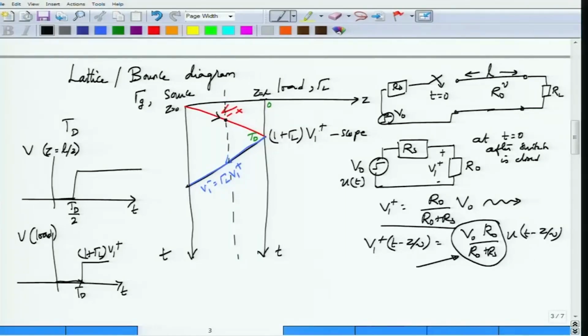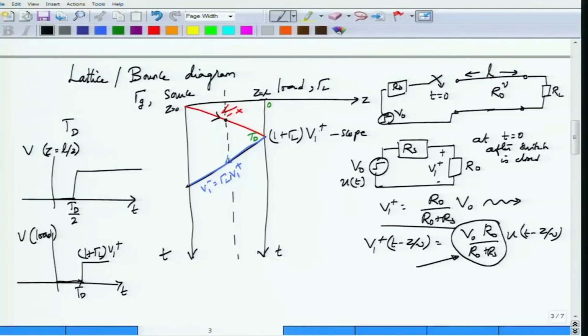Now, this voltage which is beginning to go backwards, this V1 minus, would reach the source. At that point, if gamma g happens to be equal to 0, then this would be absorbed. There won't be anything going back. The load voltage continues to remain at 1 plus gamma L V1 plus, and the source voltage would receive whatever voltage has been sent plus this voltage gamma L V1 plus, and then it would stop. There is nothing else happening.